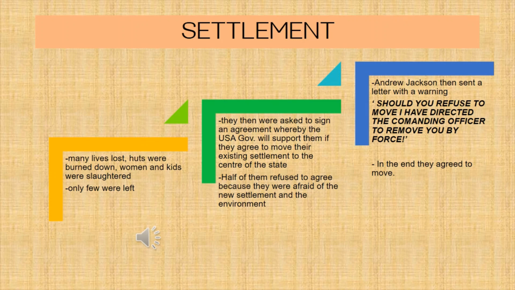And then lastly, what Andrew Jackson did is, because they refused to sign, they were afraid to move, he sent another letter saying that should you refuse to move, I have directed the commanding officer to remove you by force, meaning he threatened them to move. And so in the end they agreed to move. Eventually they were moved by force.